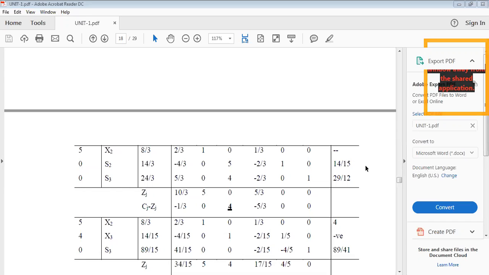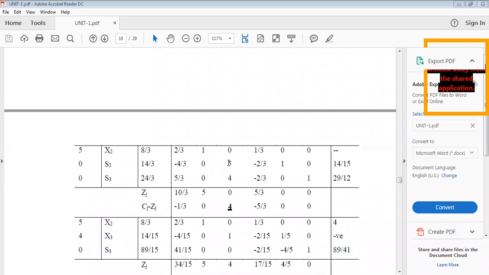Therefore, you mark a horizontal line here, and this becomes the key element. 5 becomes the key element. 0, 5, 4 is the entering column. And like this, you have to mark this particular 5 with a square block. So a square block means key element. You can identify it this way.